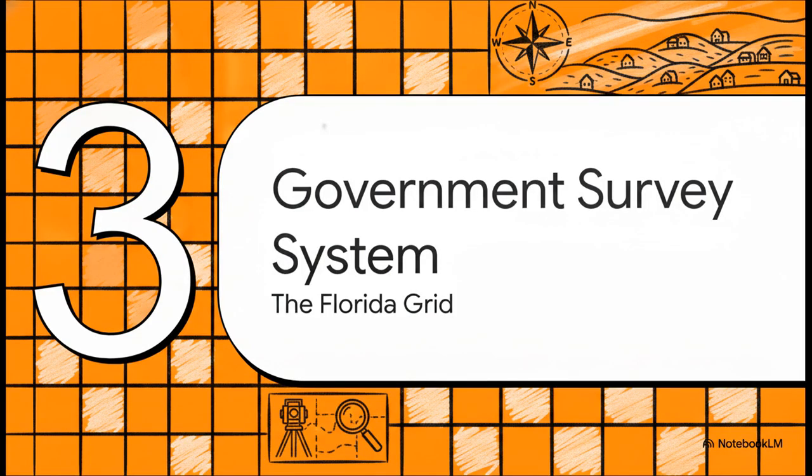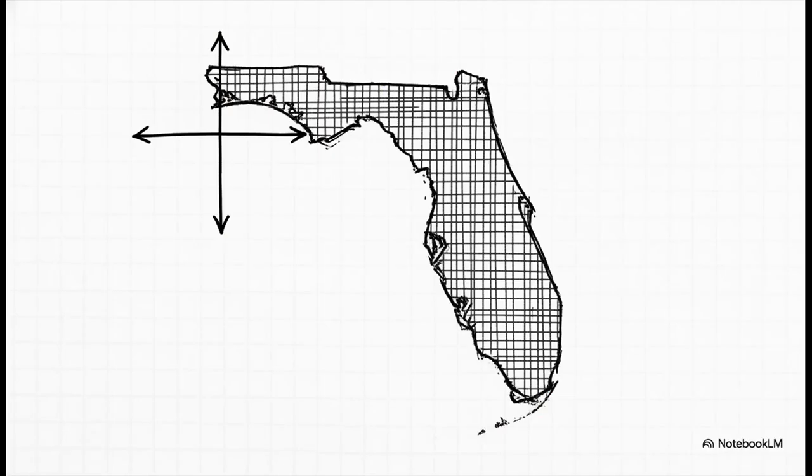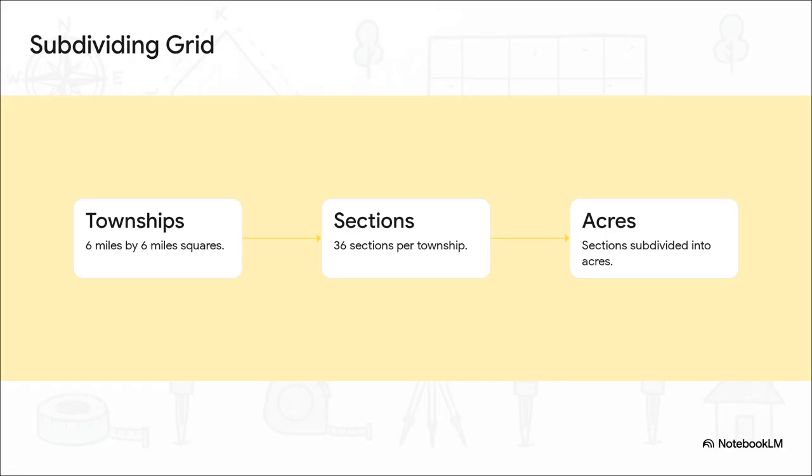All right, Section 3, Government Survey System, the Florida Grid. You'll also hear this called the Rectangular Survey System, and it was developed to standardize massive areas of land. If we look at how this applies specifically in Florida, the whole system is built on a massive grid. It's completely anchored on 2 intersecting reference lines right in Tallahassee. You have the Tallahassee baseline running east and west, and the principal meridian running north and south. From those 2 intersecting lines, surveyors establish parallel lines every 6 miles, projecting outward to form a giant grid pattern across the entire state. It's literally like a massive piece of graph paper. Now let's see how this grid builds downward.